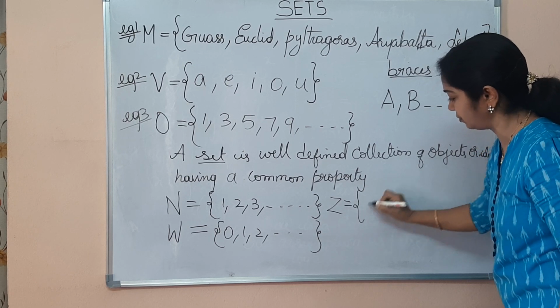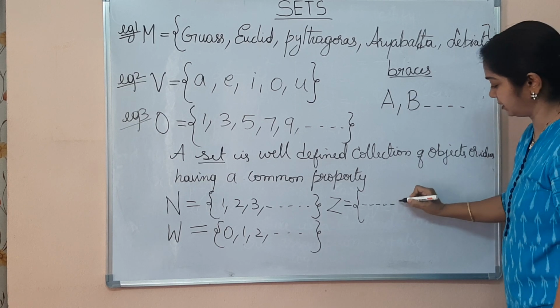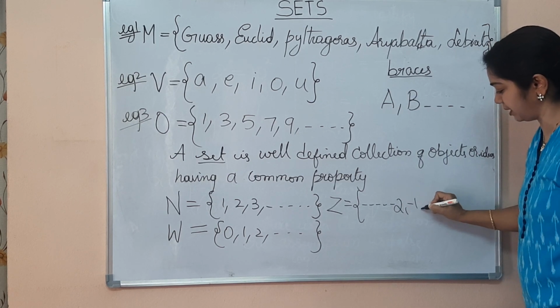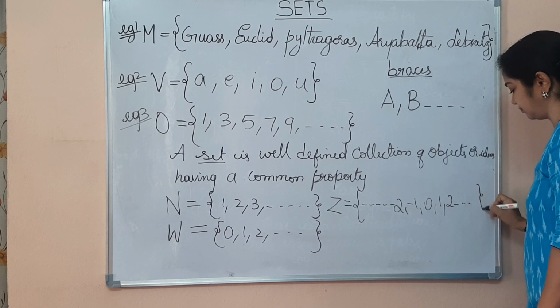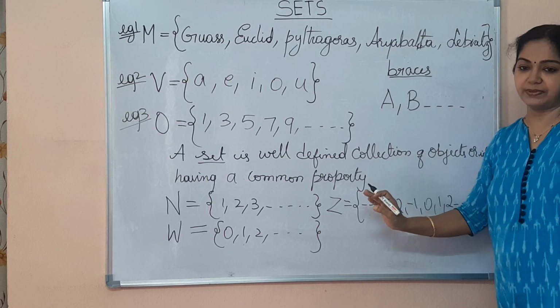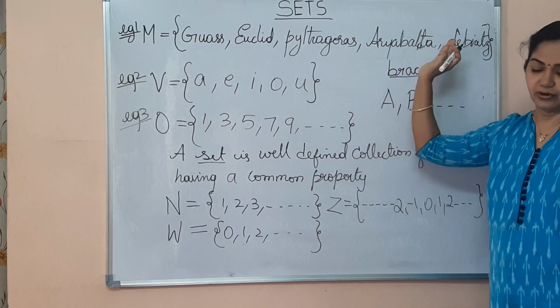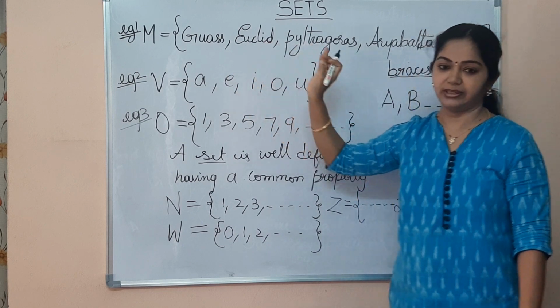It is a set of integers starting with minus infinity, minus 2, minus 1, 0, 1, 2, continuing to infinity. Okay, these are all sets. They are represented in braces and they are separated with commas. These are called the elements.